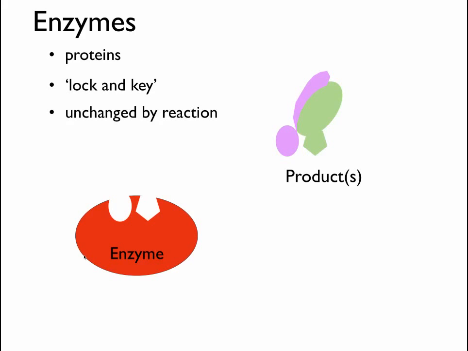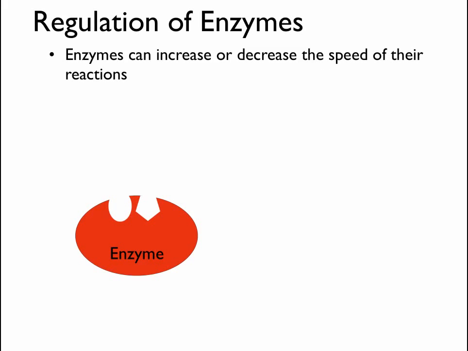One of my best analogies for this is the matchmaker, right? The matchmaker can get people together, but they don't become involved in the relationships. They don't change as part of the relationship. One of the key things about enzymes in metabolic systems is that they can be regulated. That means that they can either increase or decrease the speed of their reactions.